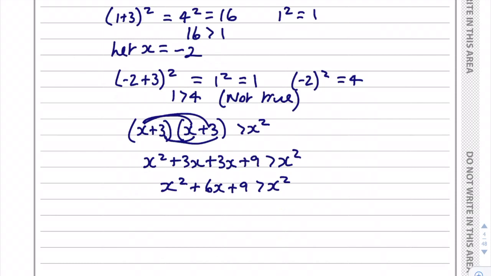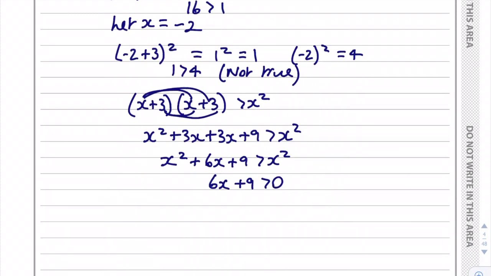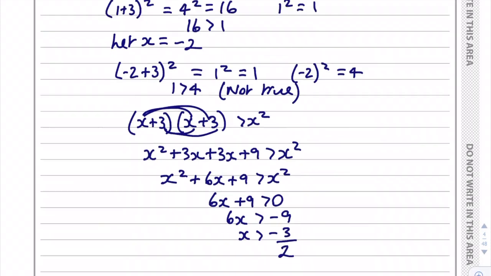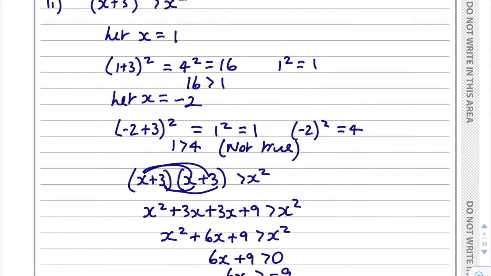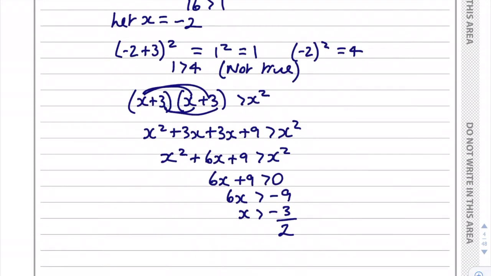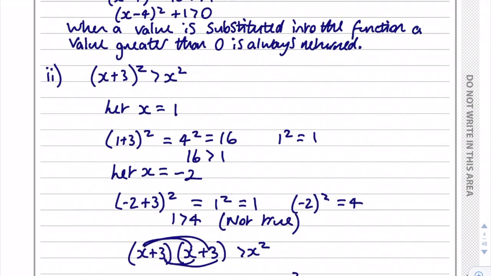And then subtract x squared from both sides, we're going to get 6x plus 9 is greater than 0. Subtract 9 from both sides, we get 6x is greater than minus 9. And then divide both sides by 6, you get x is greater than minus 3 over 2. So what that means is any values that we substitute into this inequality that are greater than minus 3 over 2, the result is going to be true. So we can include this in our answers.